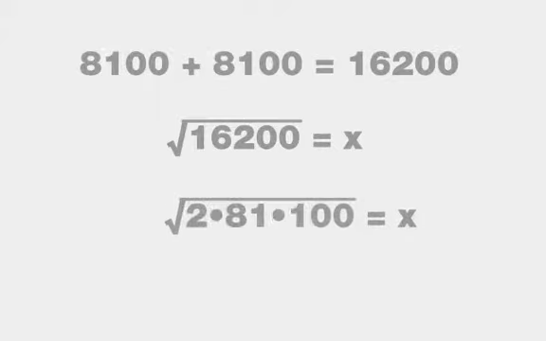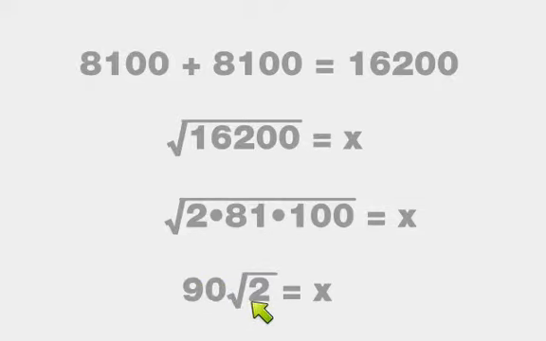You break it down by factoring, like you've learned in the past, and it becomes 2 times 81 times 100. Well, that's even easier. What's the square root of 81, and what's the square root of 100? So that's 9 times 10. So it's 90. Alright, 90 times the square root of 2.